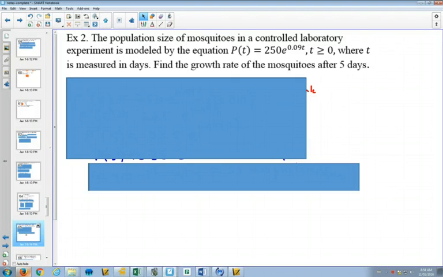I don't know why someone would want a controlled laboratory experiment where they grew mosquitoes. But if you did, and you found that population equation, you could find the growth rate of mosquitoes after 5 days. So again, the key words that we're looking at here is a rate, growth rate. And if they're asking for a growth rate, they're asking for mosquitoes per day.